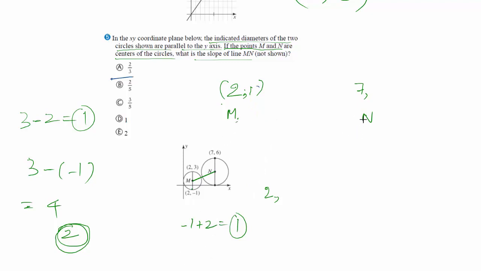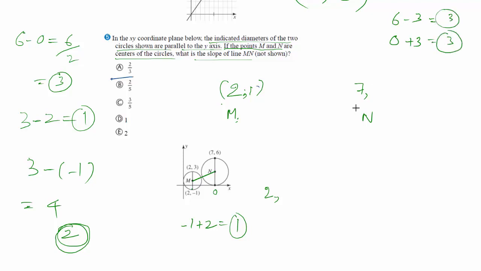Now let us calculate the value of N, that is (7, ?). Here the y coordinate changes from 0 to 6, right? So 6 minus 0 is equal to 6. This is the diameter, so the radius will be that divided by 2, which is 3. You can start from 0 and move 3 units up, or start from 6 and move 3 units down. So 6 minus 3 or 0 plus 3 is 3. So the y coordinate of point N will be 3. So we got the values of M and N.